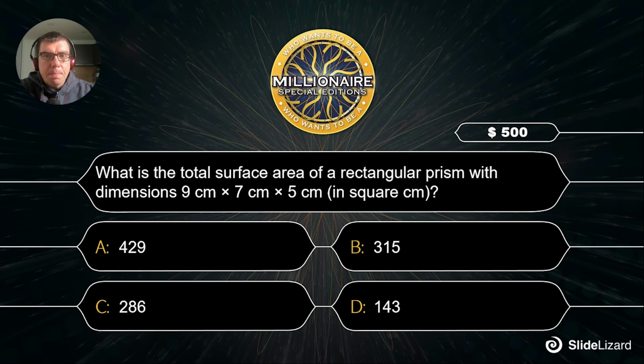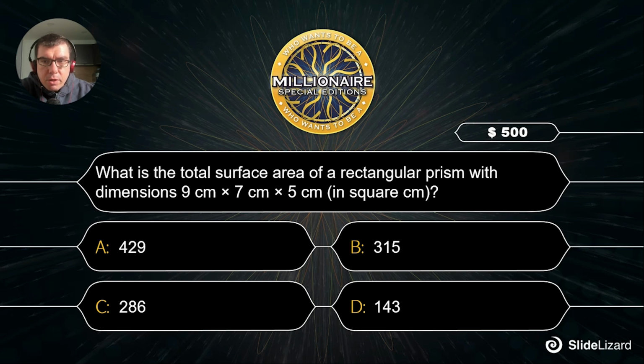Okay, so in these problems, when I say rectangular prism, I intend straight rectangular prism. That means the lateral sides are perpendicular to the base. This is what straight rectangular prism means, that the sides are perpendicular to the two bases.